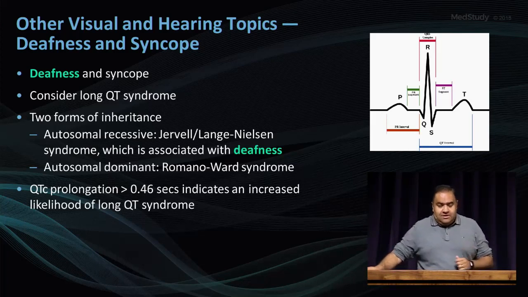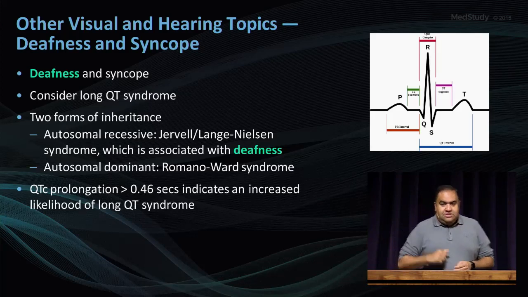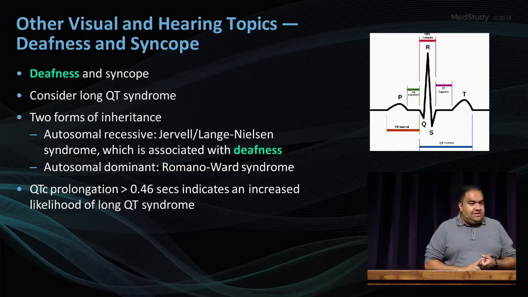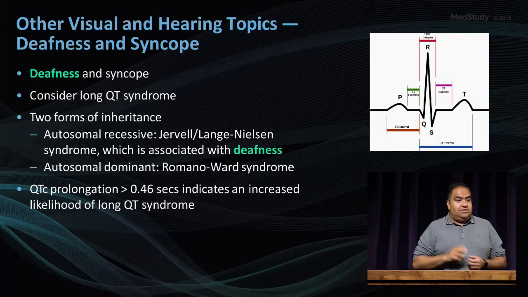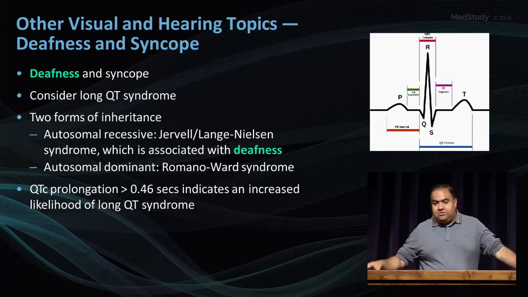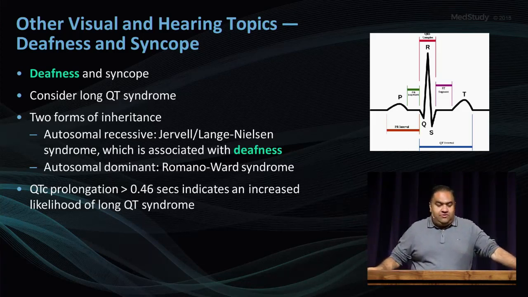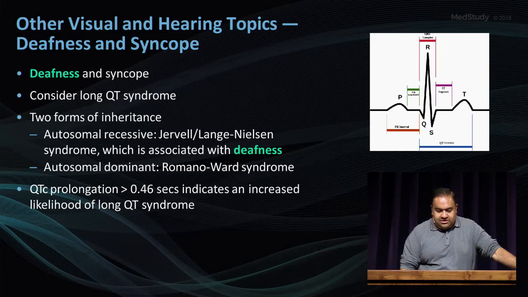Romano-Ward is the other type. This is autosomal dominant. Usually these kids will have syncope, V-fib risk, torsades, and they usually also will have ear anomalies associated with that. Okay, so ear anomalies plus Romano-Ward, which is autosomal dominant. Jervell and Lange-Nielsen is the autosomal recessive side of that. So these are two syncopal and deafness diagnoses that you should be familiar with, and put it in your vault of knowledge.